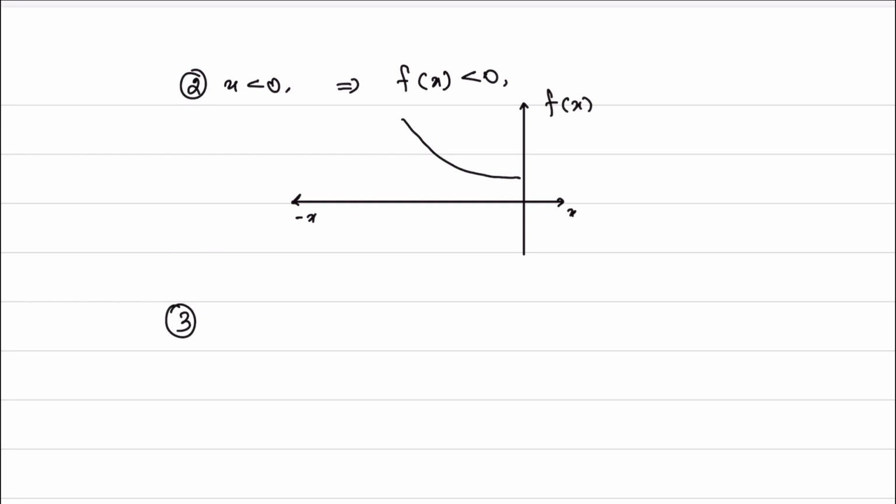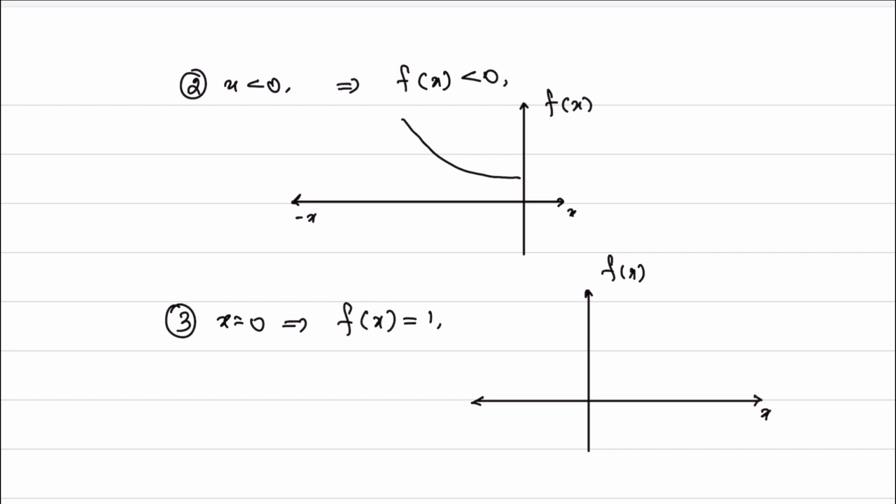Now, the third condition: when x is equal to 0, what is happening? Function x has a unique value 1, a constant value. That means this is x, this is function x, and at x equal to 0, the value of function x is 1, so the point is (0, 1). Function x is never 0 in real numbers. I am drawing the plot with real numbers. Function x is never 0.